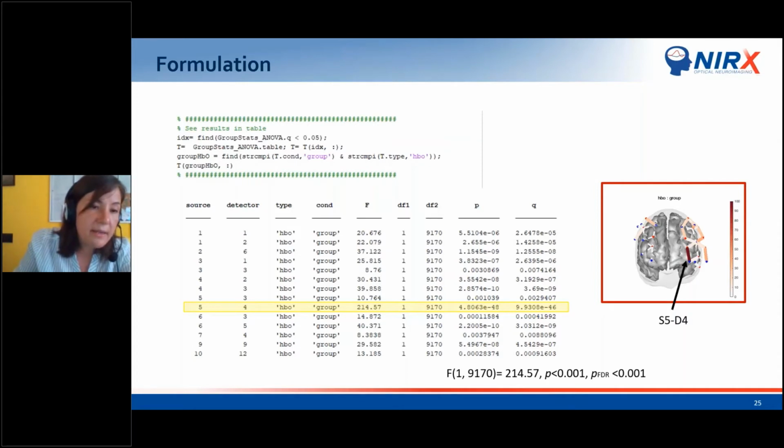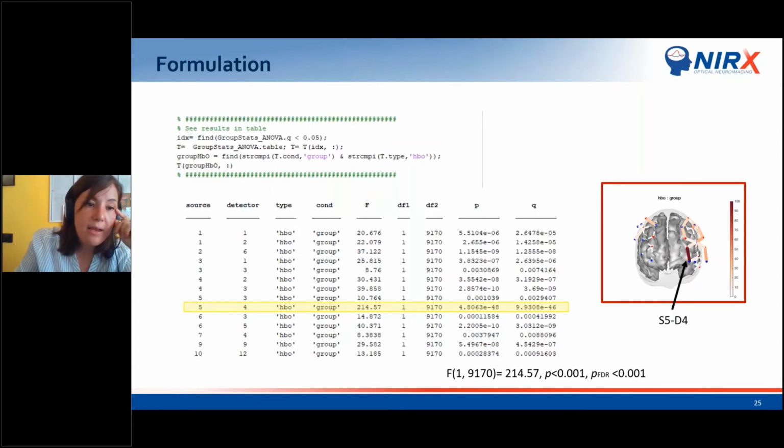And this code that I wrote is just because I wanted to index the table, since the ANOVA table is quite long. First off, I want only those Q values, namely the corrected P values, lower than 0.05. And then I go further, and I only want to see the group effect with oxyhemoglobin. So I look for it with this line of code.